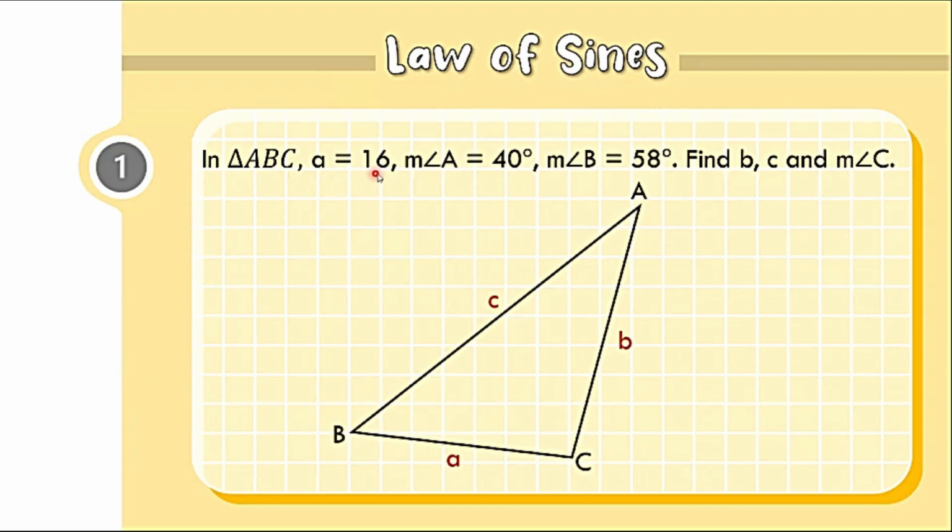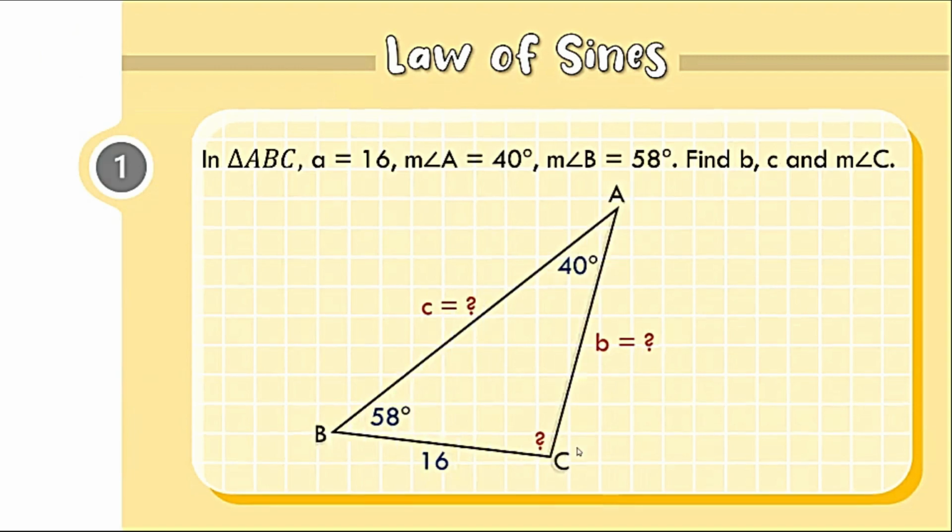According to this, in triangle ABC, the length of side a is equal to 16, while the measure of angle A, which is this one, is equal to 40 degrees, and the measure of angle B is equal to 58 degrees. Our task now is to find the length of side b, the length of side c, and the measure of angle C. So this time, let's begin.